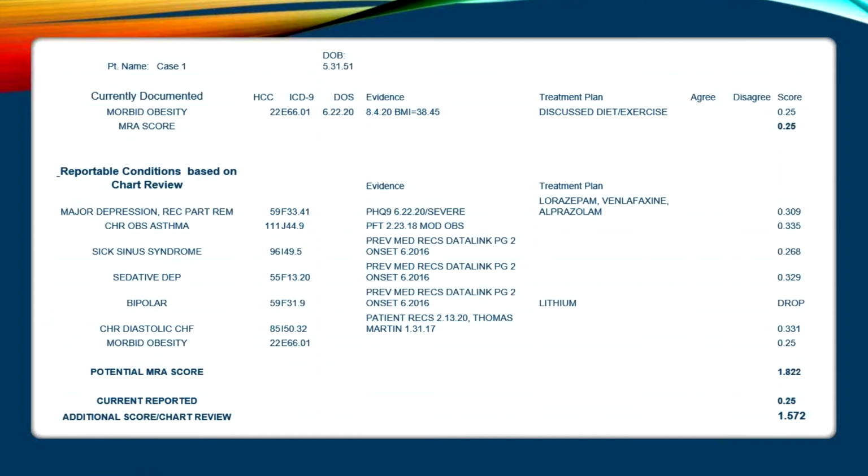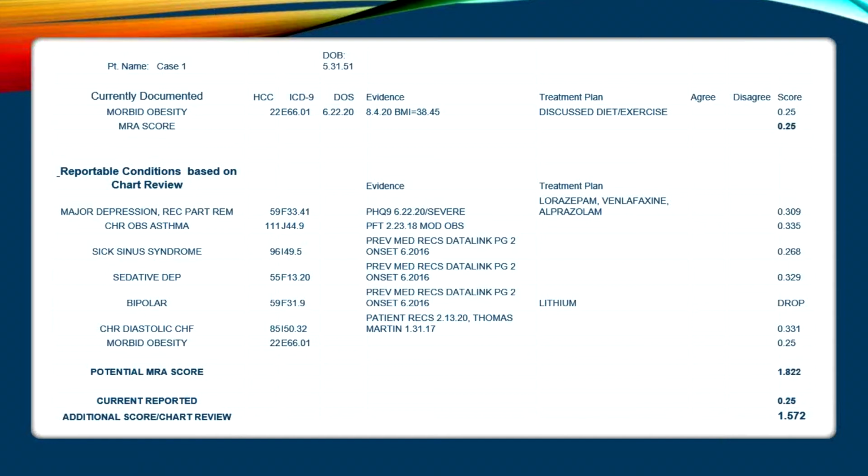No, they do not all have to be documented on one visit. Each condition must be documented. Well, the CMS requirement is each condition must be documented once per year. So you could on one visit maybe assess the major depression, the chronic obstructive asthma. On another visit, you may have addressed the sick sinus syndrome. As long as you get all of these within the year, you're good.